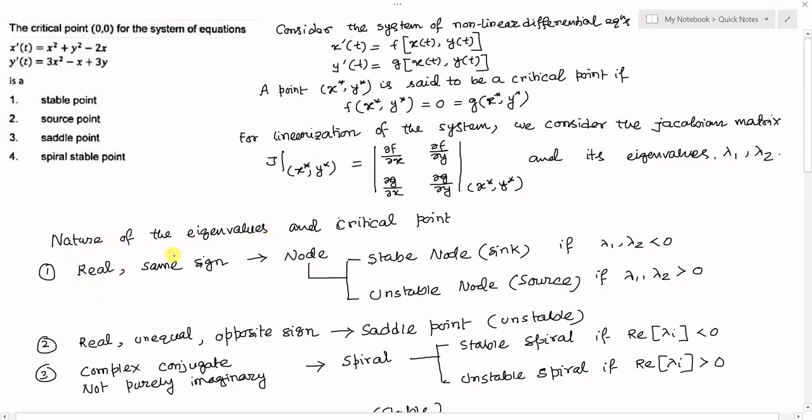In case 1, if the eigenvalues are real and of the same sign, then the critical point will be a node. It will be a stable node, sometimes also called a sink, if both eigenvalues are negative, and it will be an unstable node, sometimes called a source, if both eigenvalues λ1 and λ2 are positive. In case 2, if λ1 and λ2 are real, unequal and of opposite sign, then it will be a saddle point, which is obviously unstable.